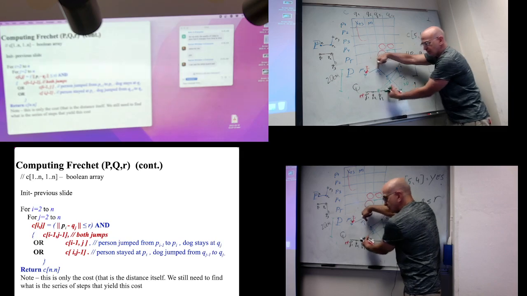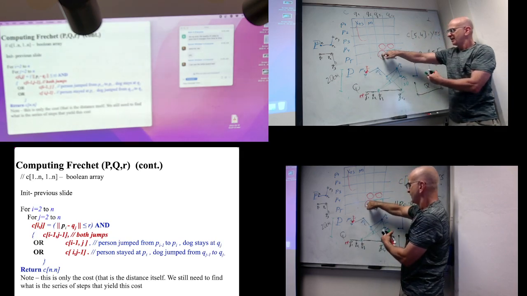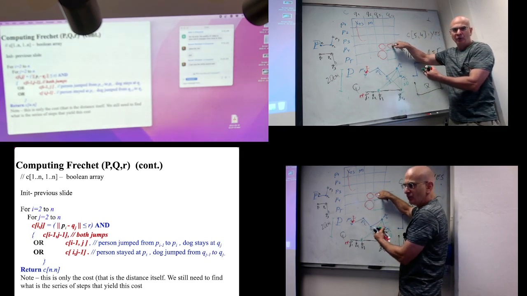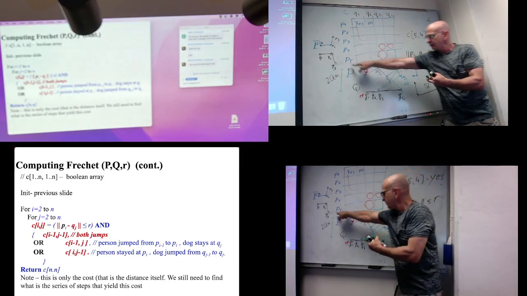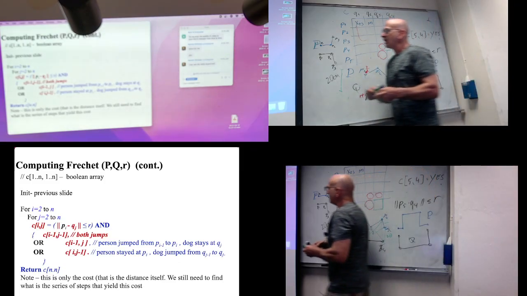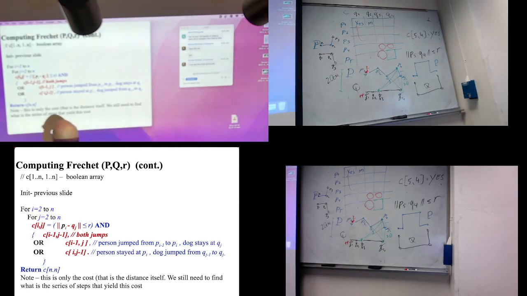There is a schedule of the dog and the man that will take you all the way to either here or here or here, maybe both. And all this time you don't need a longer leash. So I'm checking the value of C[i-1][j-1], which means they both jump in the same step. If C[i-1][j-1] is yes, it means you can have them walk all the way to P[i-1], Q[j-1], and then both jump at the last step. And you can do the whole step.